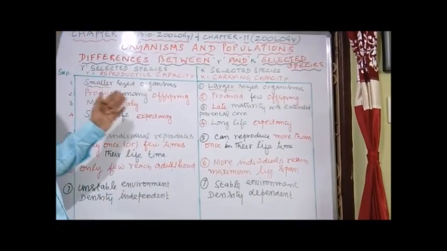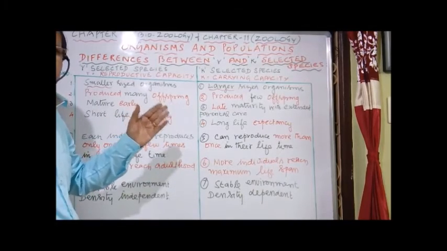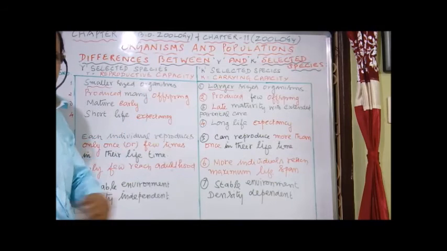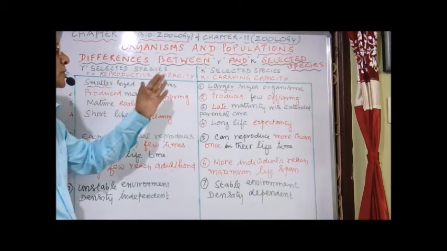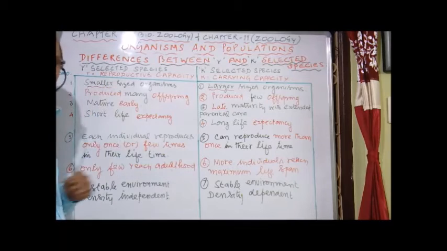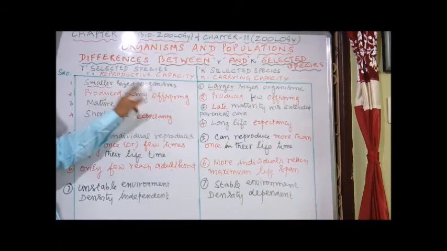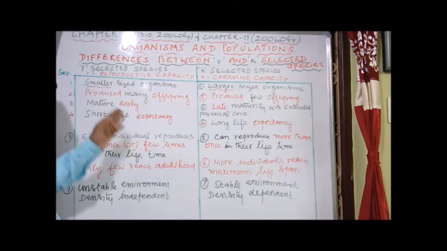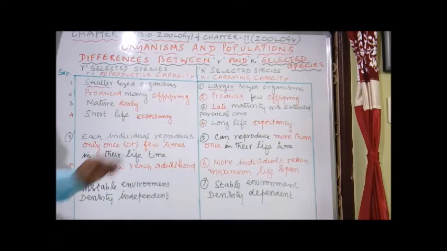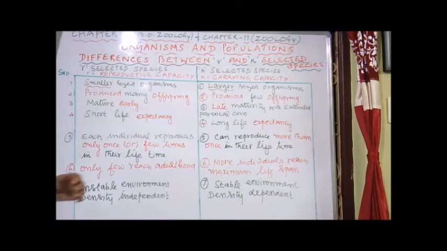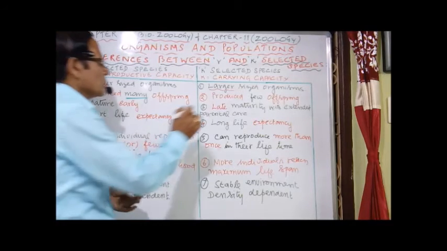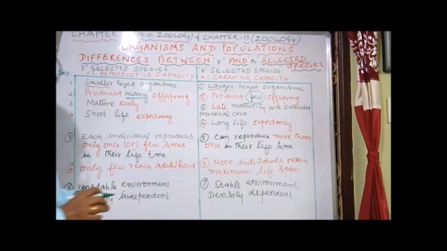Now let's see the differences between r and K selected species. r refers to reproductive capacity, K refers to carrying capacity. So we have two types of species according to the selection. Let's take the size of the organism. Small sized organisms follow the r selected strategy. K selected species are normally larger sized organisms. Regarding the number of offspring, r selected individuals produce many offspring, but only a few offspring are produced by K selected species.